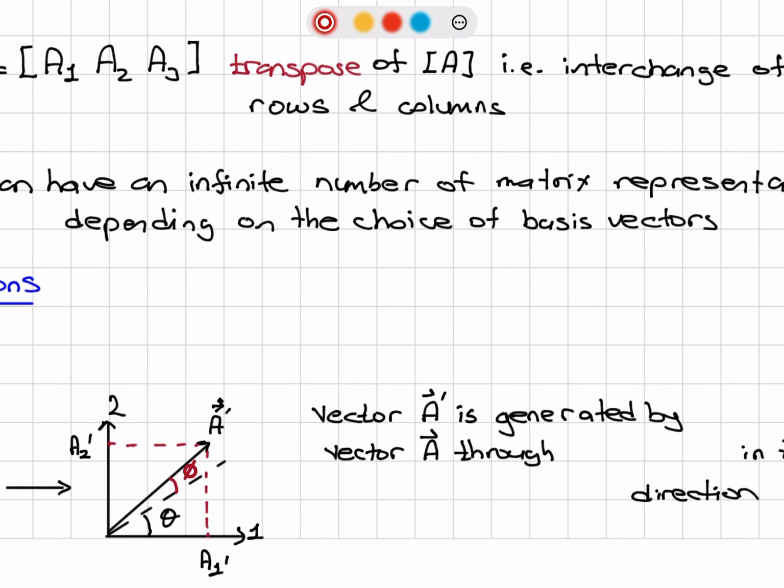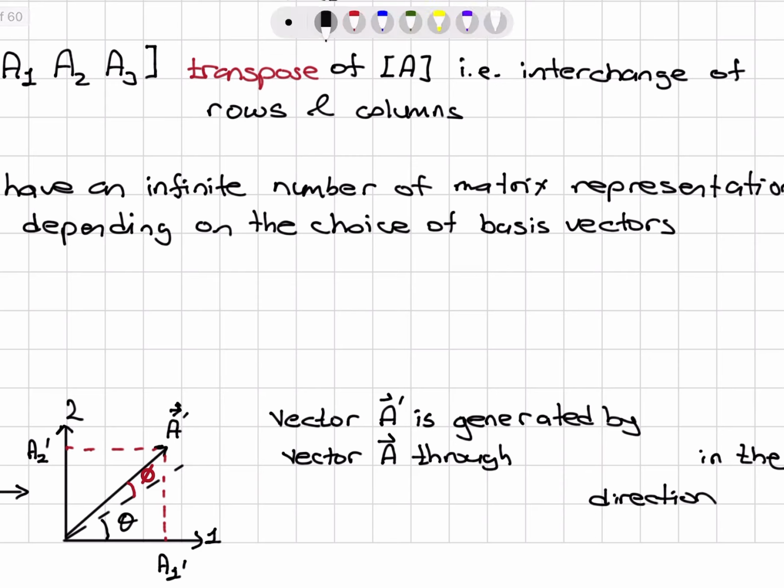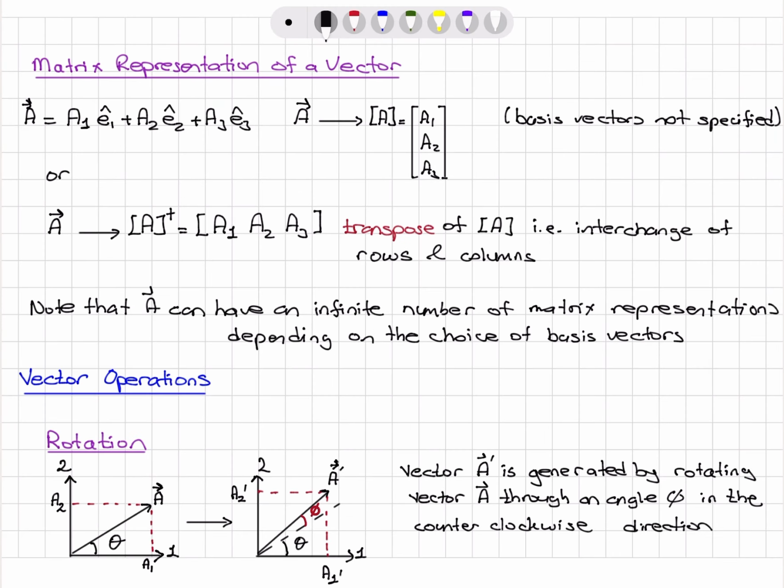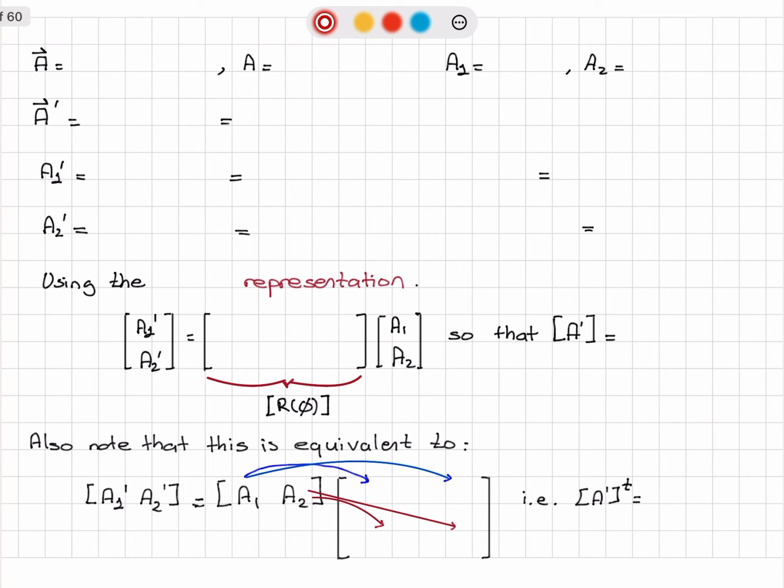So this vector A prime is generated by rotating vector A through an angle phi in the counterclockwise direction. Okay, so if I perform this operation on this vector, I can clearly see what will happen to its components. So let's worry about that.